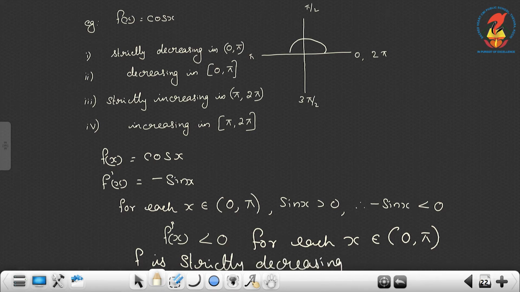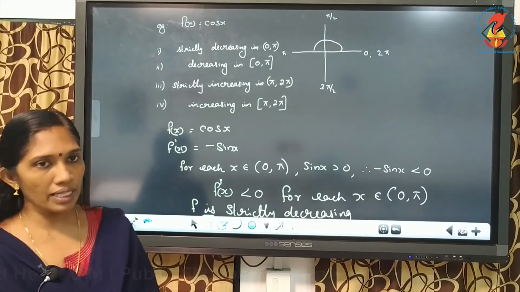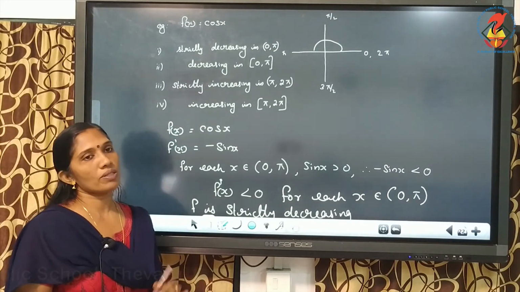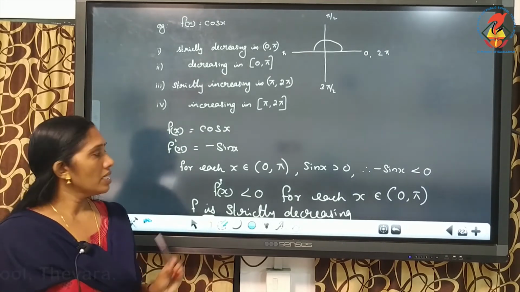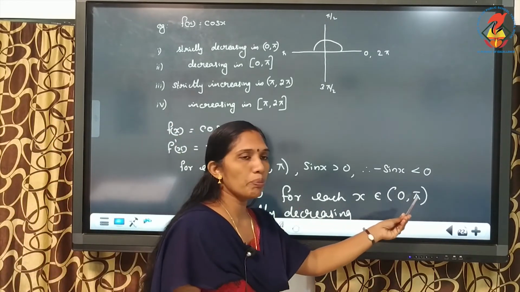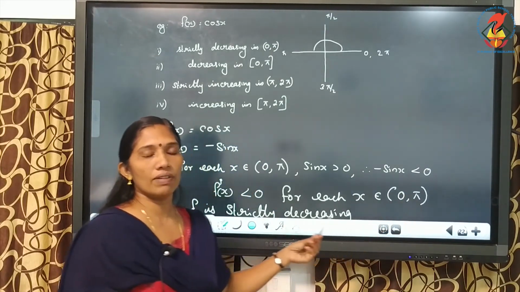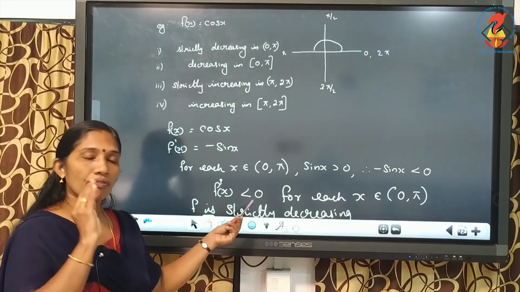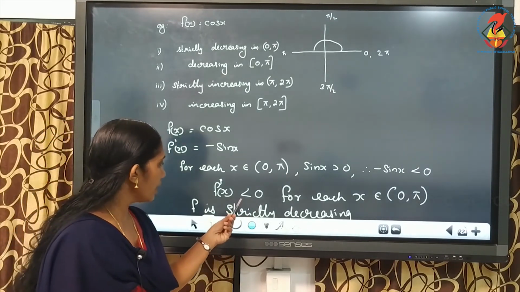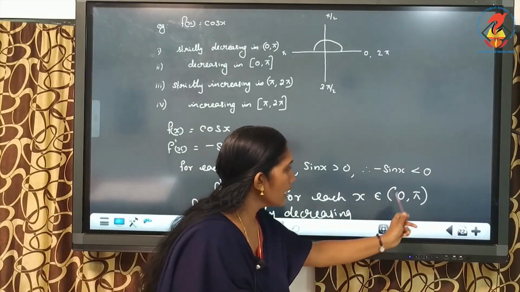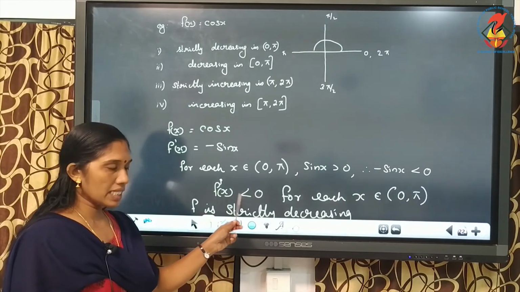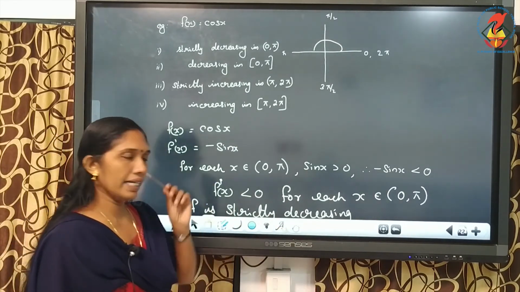Is it clear, children? F of x is given as cos x. We have to find f dash x. F dash x is minus sin x. Sin x is positive in the first and second quadrant. So minus sin x is negative in the interval 0 to pi. When we take any x from that interval, f dash x is negative. If f dash x is negative, we can say that function is strictly decreasing. I didn't put an equal sign here, because when we take open interval, f dash x cannot be 0. So, f dash x is negative, so we can write f is strictly decreasing.